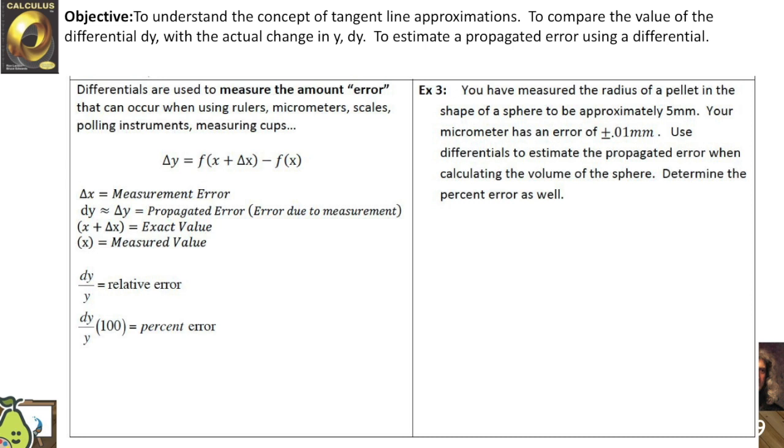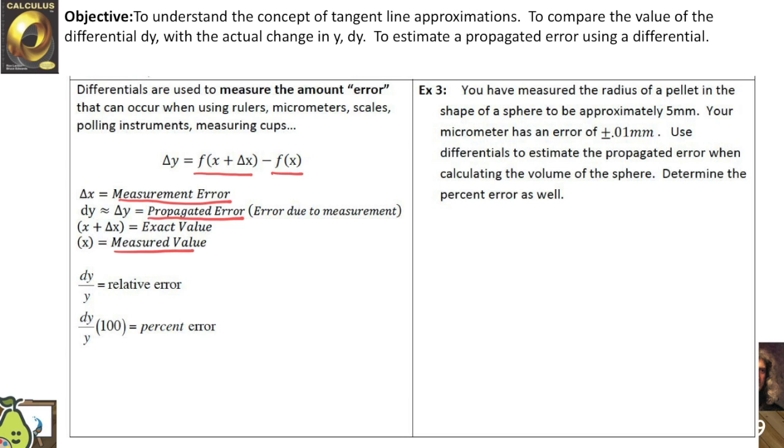Let's look specifically at differentials. So we know that delta y is f of x plus delta x minus f of x, and delta x is a measurement error. dy is approximately equal to delta y, and this is called the propagated error, or error due to measurement. X plus delta x is an exact value, and x is the measured value.